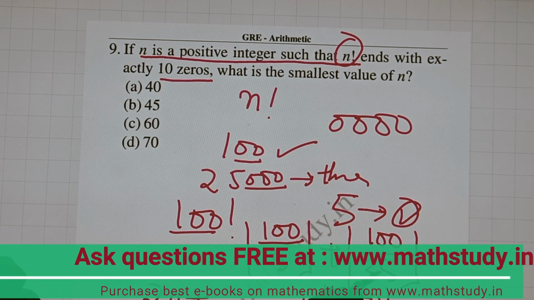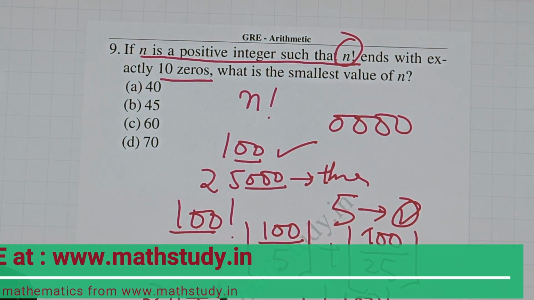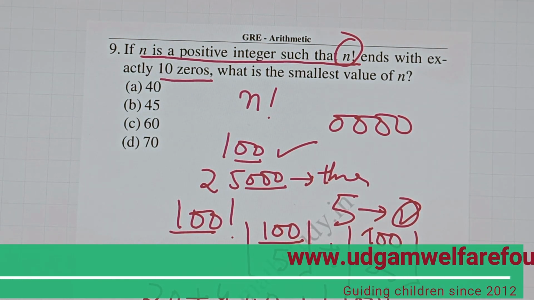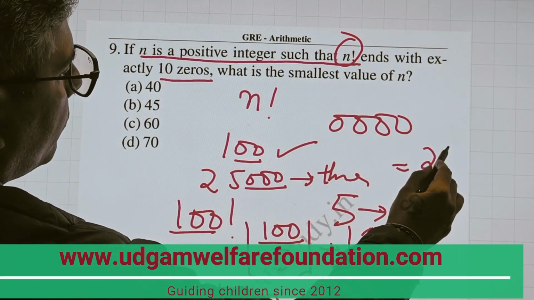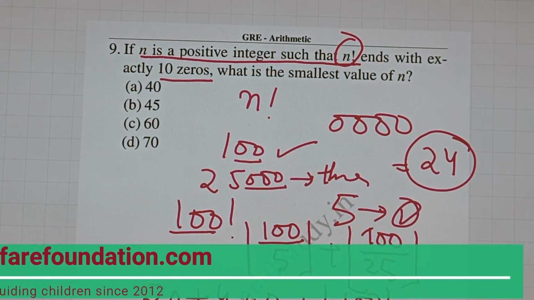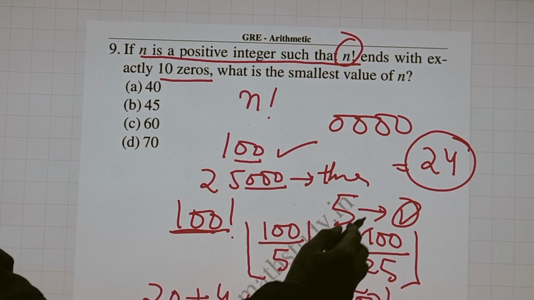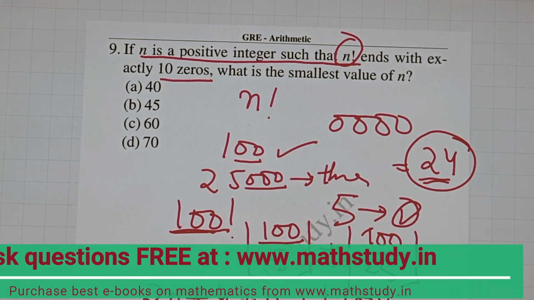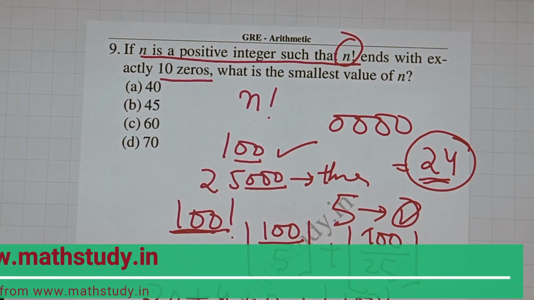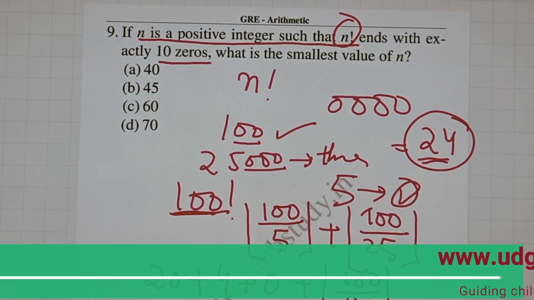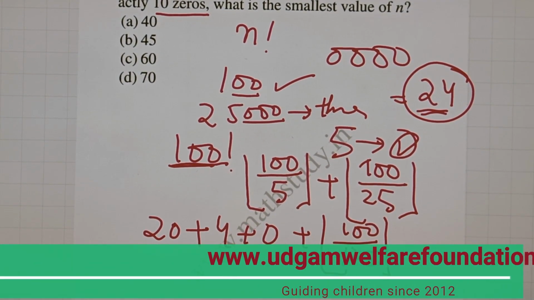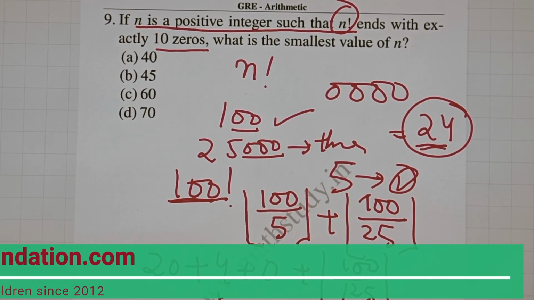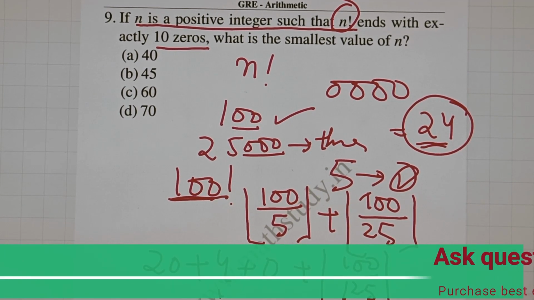Now add this number, 25. 100 divided by 25 is 4, and here you are not going to get any integral value, so you can write simply 0. So 20 plus 4 is equal to 24. That means when you expand this 100 factorial, you are going to get 24 zeros in that particular number. So this is the basic concept which we are going to apply in this particular question.